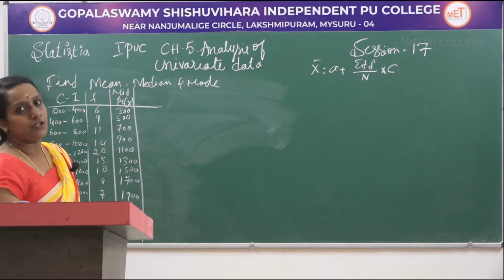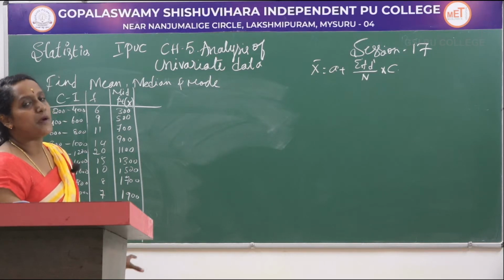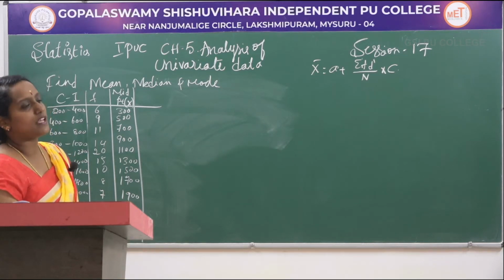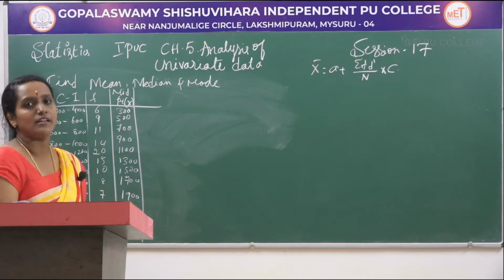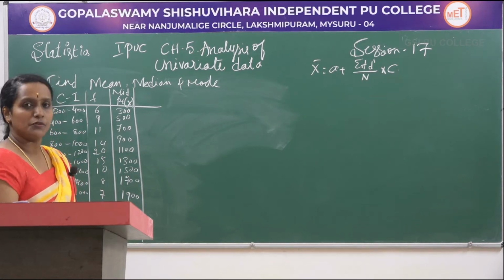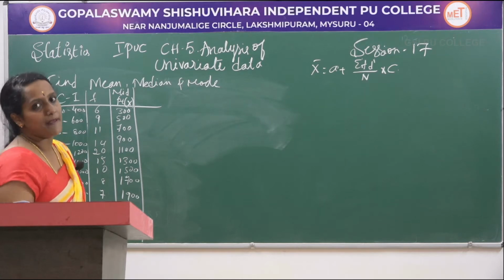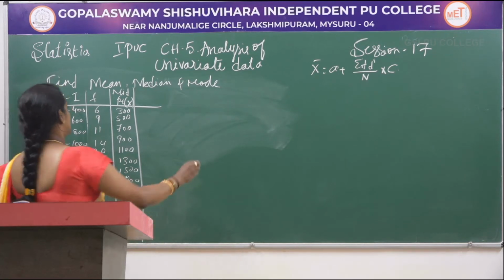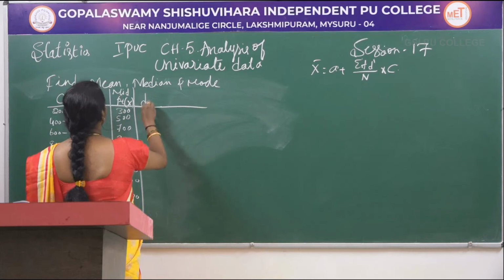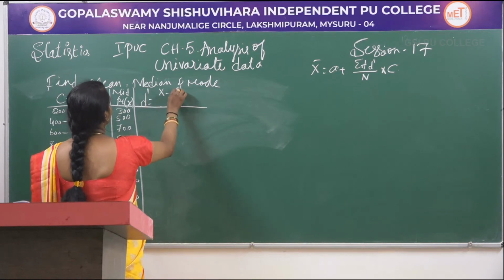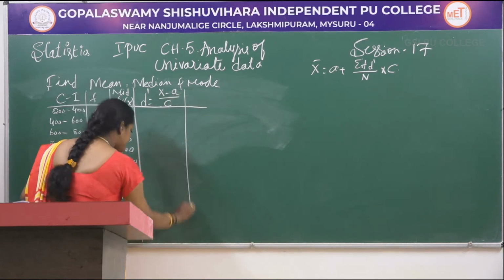After finding the midpoint, the next step is we have to go for the deviation method. Since the midpoint value x is very large, if you take the product f into x, the summation and the product value will be more. So we will go for shortcut method for our calculation purpose. So I'll take d dash. D dash is x minus a divided by c.